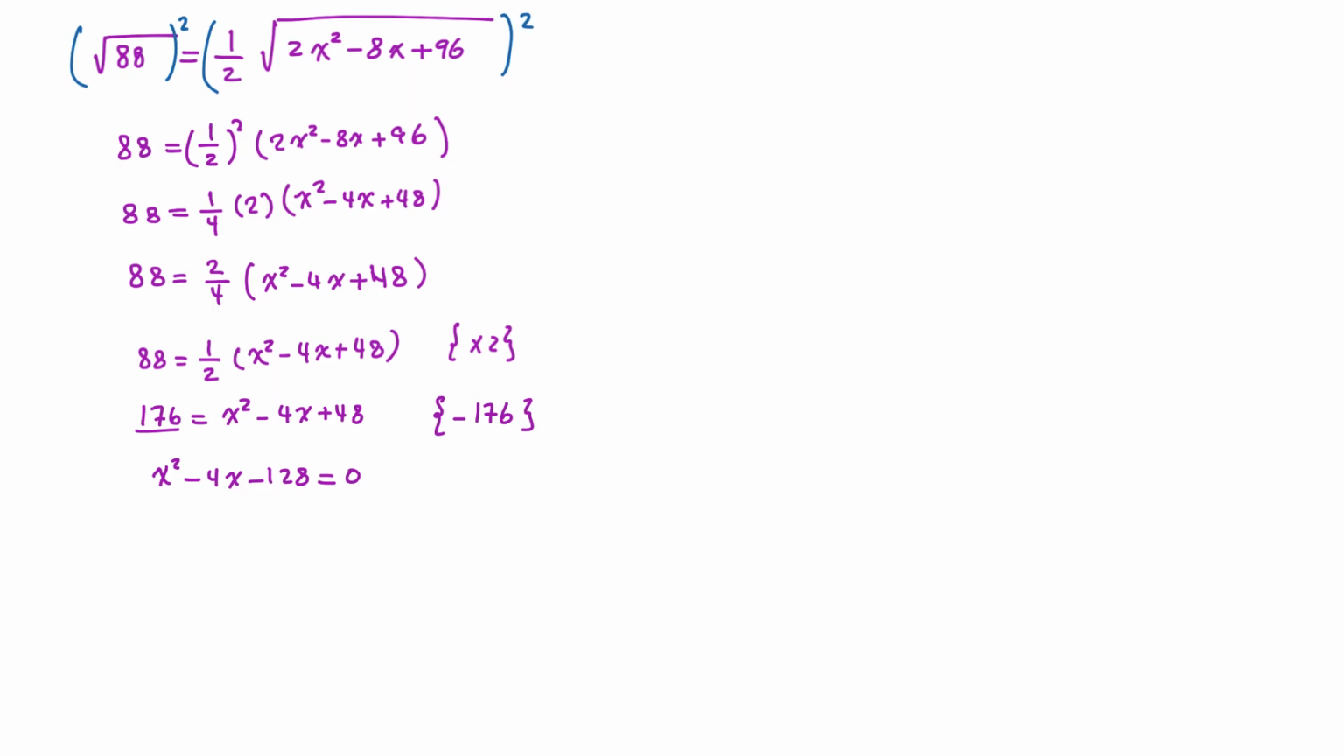Now this is nice because now I can finally solve for my x value. I'm going to use the quadratic formula, and the quadratic formula states that x is equal to negative b plus or minus the root of b squared minus 4ac, divided by 2a. My a value here is the coefficient of x squared, which is 1. My b value is the coefficient of x, which is negative 4, and my c value is the constant, which is negative 128. Now I'm going to plug in all my values here.